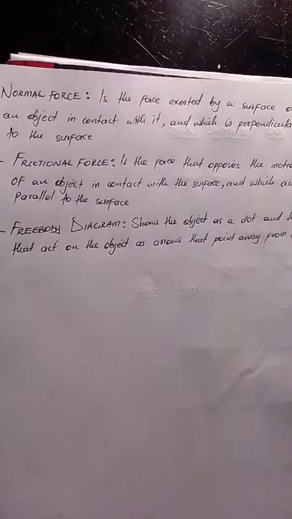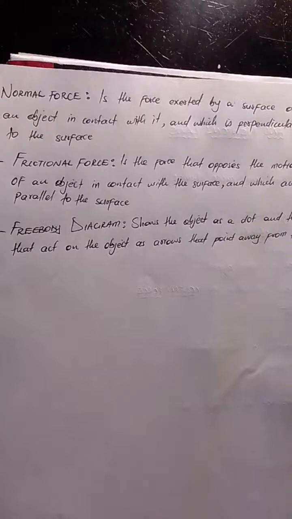A frictional force is the force that opposes the motion of an object in contact with the surface and which acts parallel to the surface. You see, the frictional force is acting parallel and the normal force is acting perpendicular. When an object is going right, the frictional force will go left. When an object is going left, the frictional force will go right. If an object is going up, the frictional force will go down. If an object is going down, the frictional force will go up. It will always oppose the motion of an object.